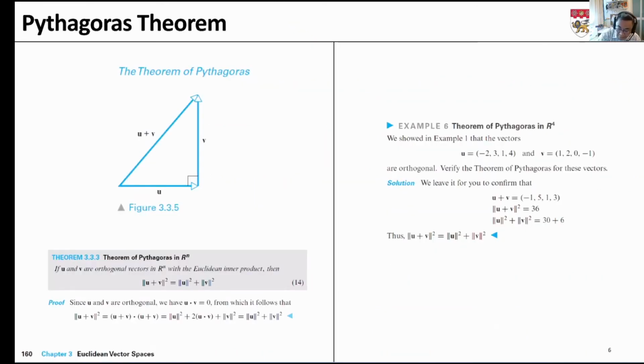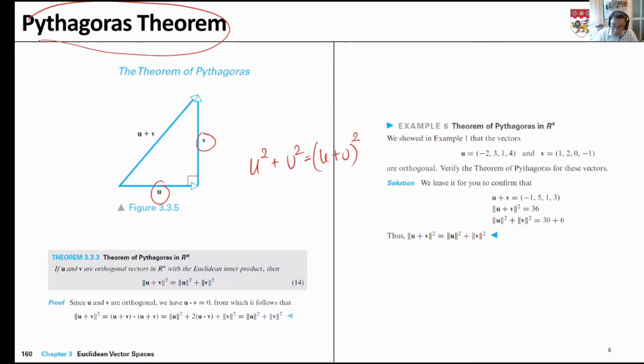Lastly, we examine Pythagoras' theorem, and Pythagoras' theorem says that the length square of the two smaller sides is equal to the length square of the longer side. In this case, it means u square plus v square equals u plus v square, where in this example, we are saying that u and v are just numbers, lengths representing the triangle.